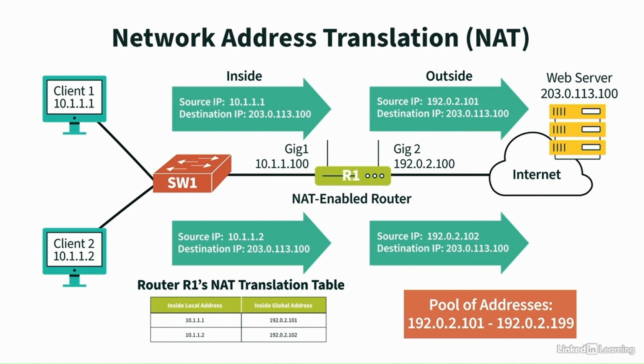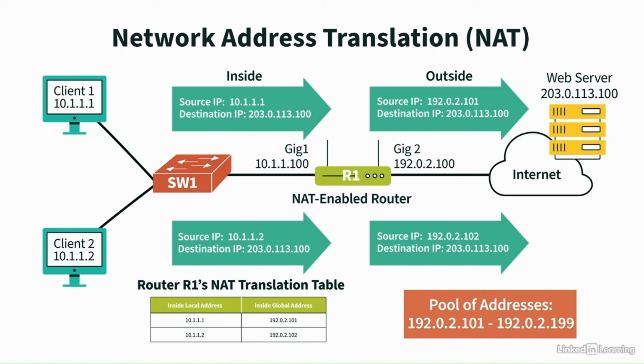Its inside local address is 10.1.1.1, because that IP address refers to a device on the inside of our network, specifically client 1. And the IP address can only be routed locally because it's a private IP address. However, client 1's inside global address is 192.0.2.101. The word inside indicates we're still referring to a device on the inside of our network, which is still client 1. However, the word global indicates this IP address can be routed globally.